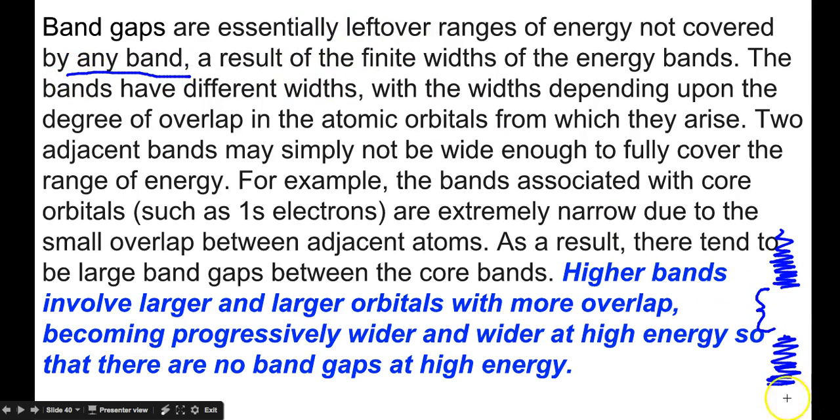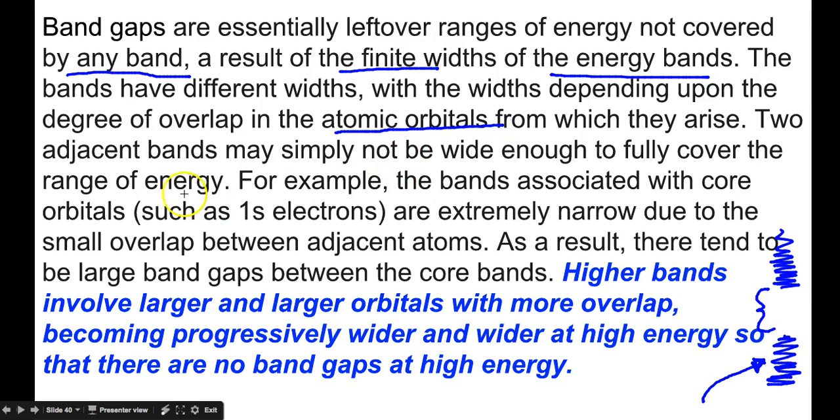And it could be because we're dealing with very small orbitals, okay? And the core electrons are held tighter to the nucleus, they attract them more. So therefore, they're going to be smaller, and that could be some of the reasons why. But the result is finite or definite widths of energy bands. So band gaps are leftover ranges that are not covered by another continuum. Okay? So the widths of these gaps depend upon the degree of overlap of atomic orbitals.